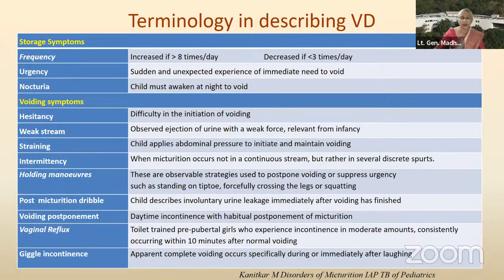Another important point I would like to make is holding maneuvers. Because in history, we really need to ask whether children tend to cross their legs, jump up and down, or get into squatting positions to try and avoid leakage of urine. And in girls, another important thing is vaginal reflux. They hurry up, they do not void in a relaxed manner, and the urine refluxes into the vagina. So when they get up after some time, this leaks out into the undergarments.